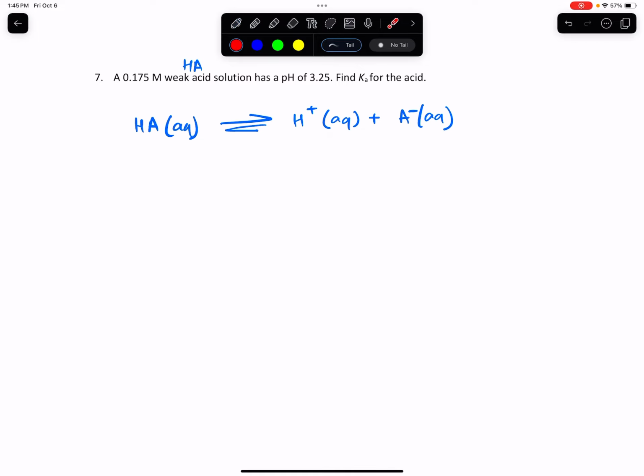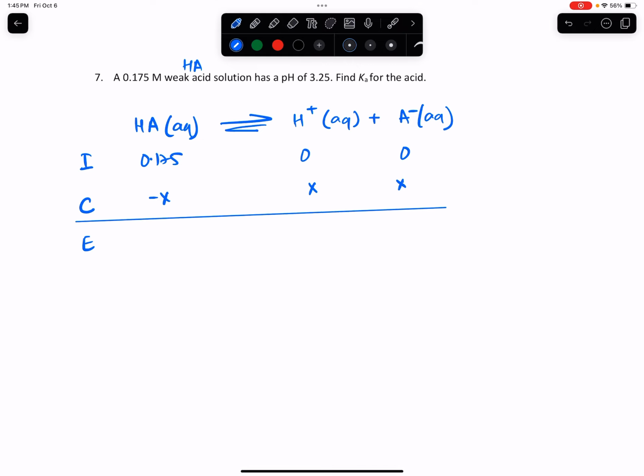Okay, once we have that, initially what is given to us is 0.175, and we have 0 and 0. The change is going to be minus X for HA, because that's how much dissociates. We're going to have plus X and X of H plus and A minus forming. And then at equilibrium, we're going to have 0.175 minus X, and then X and X.